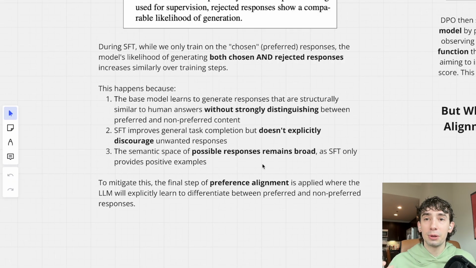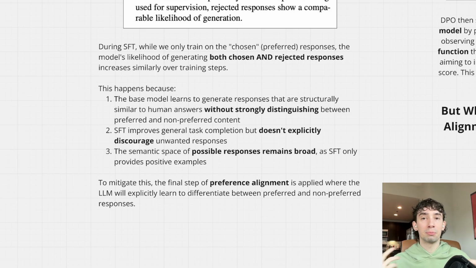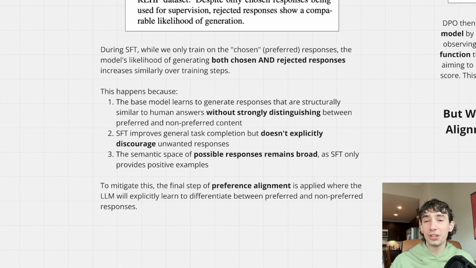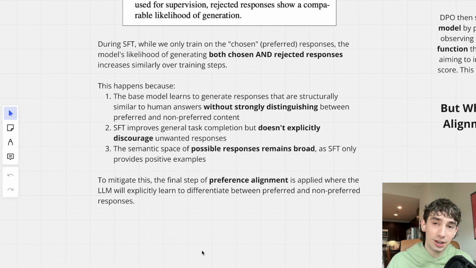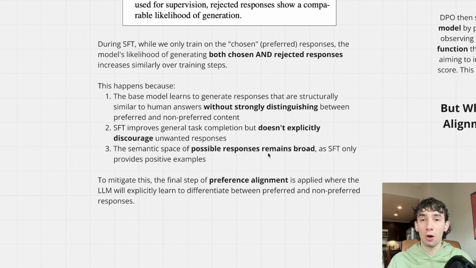And this happens a little bit more specifically because the base model here is actually learning to generate responses that are similar to the human answers without actually doing any explicit distinguishing between preferred and non-preferred content. So supervised fine-tuning improves our general task completion, but doesn't explicitly discourage any unwanted or low-quality responses. A more technical way of saying this is that the generation of the language model and its semantic space of actual possible responses remains very broad, as supervised fine-tuning only provides these positive examples that we're training on.